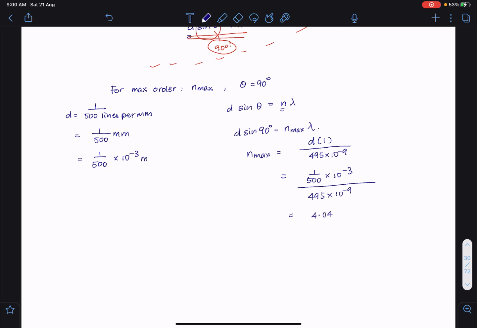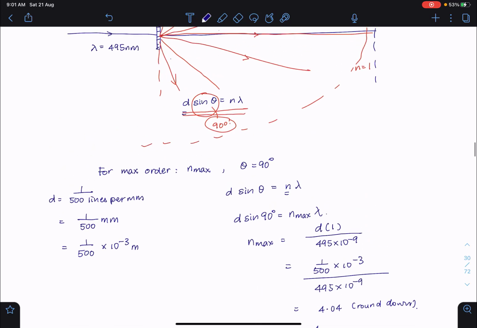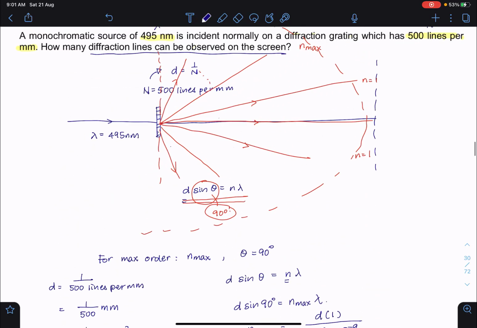Now remember, the number of orders is always an integer number. So what this value says is that the maximum order I can get is 4. It has never reached 5. So I need to round down. After that, because it's an integer value, my n max is equal to 4. Okay? And with that, we can therefore know that the maximum order I can observe is actually 4.